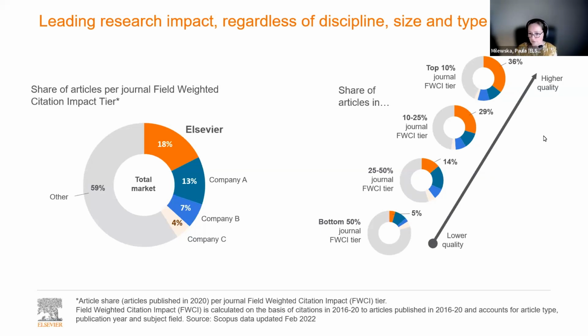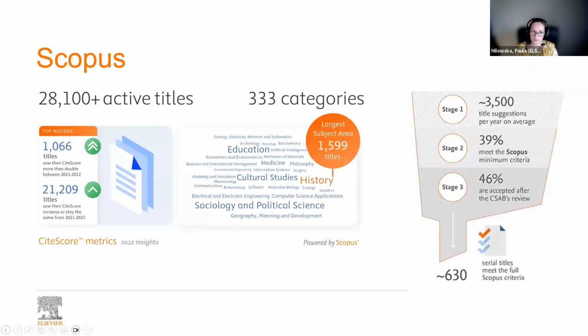So this is very good information for you, because if you are entering ScienceDirect platform, not only can you see almost 20% of all research articles from all around the world, but also you can be sure about the quality of this content. And with Scopus, you can see that we have 28,000 active titles right now in different subject categories, which is very important to understand.